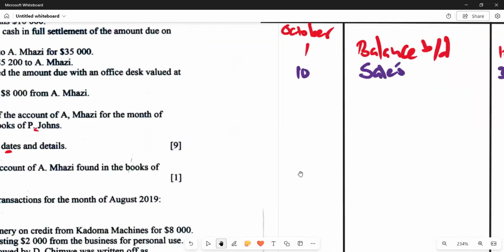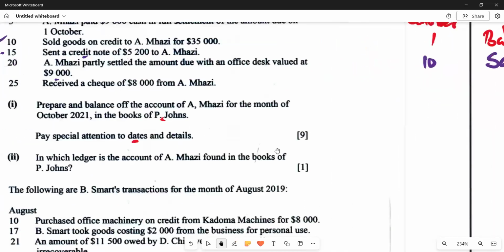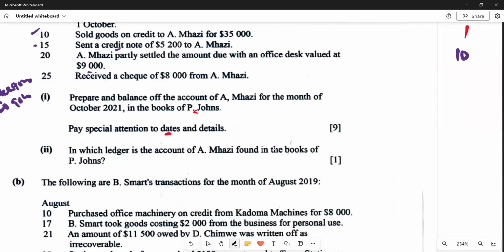Then we go to the next transaction. Remember, we've already entered the 9,000. The last transaction is credit 5th, which is received a check of 8,000 from AMAS. So it means AMAS paid using a check, 8,000. Whenever there's a payment by a debtor, we credit the debtor's account, debit the form of payment. Here, the form of payment is bank. So we are debiting bank and crediting AMAS with 8,000.